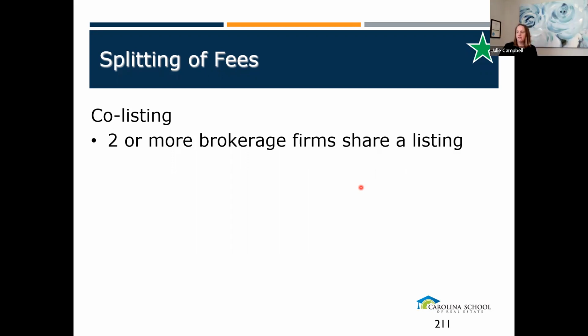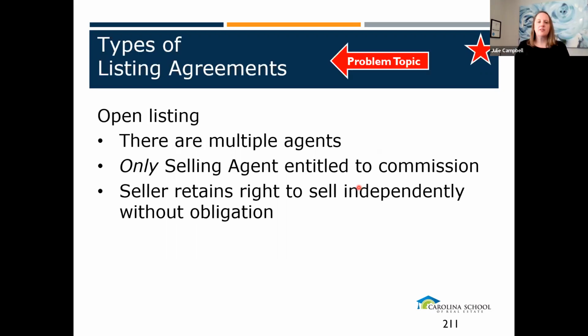Starting on page 211, we talk about different types of listing agreements. We've got several different types, just to keep things fun and keep us on our toes. We'll probably get started on this today. We won't get finished, but at least we'll get started on it. The first type of listing agreement is something called an open listing.